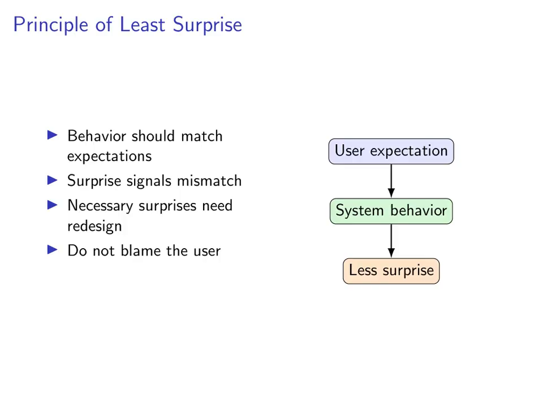Principle of least surprise connects directly to mental models and the two gulfs. If a button behaves in a way users do not expect, the user's prediction breaks. If a system changes state without clear feedback, the user's evaluation breaks. Sometimes a feature is necessary, but it has a high surprise factor. In that case, it may be necessary to redesign the feature, not simply blame users or add a long instruction.